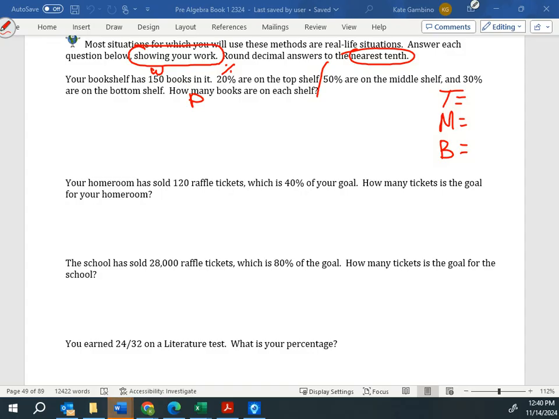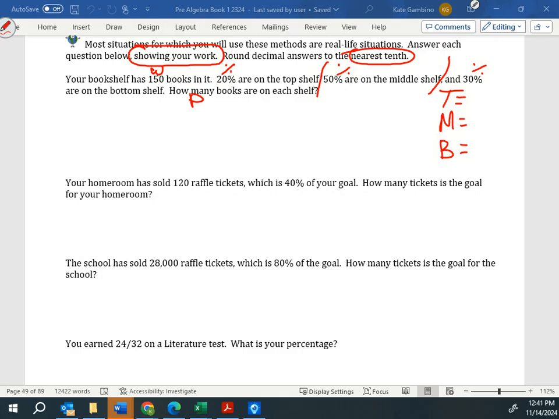So no matter which shelf we're doing, the top shelf, the middle shelf, the bottom shelf, our percent is changing, but our whole number stays the same. Okay? So we're doing it 3 times with 3 different percents. The whole stays the same. Obviously, the number of books on each shelf is going to change, but the P is what we're solving for each shelf.